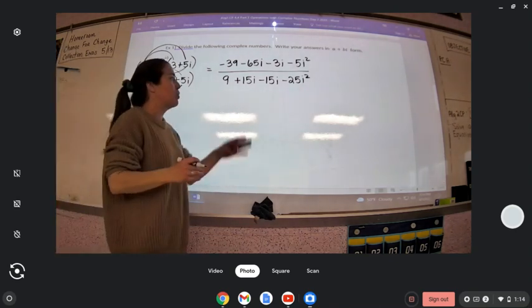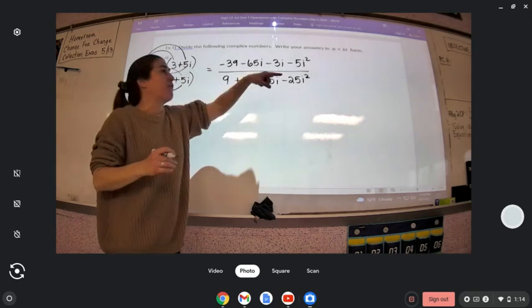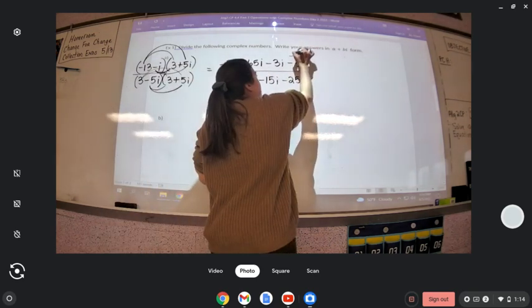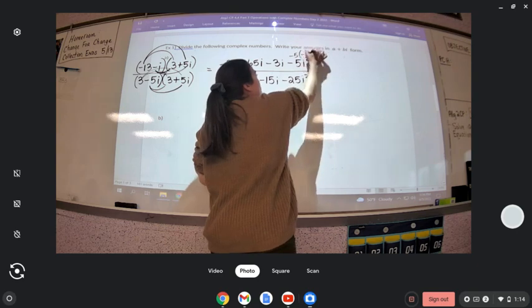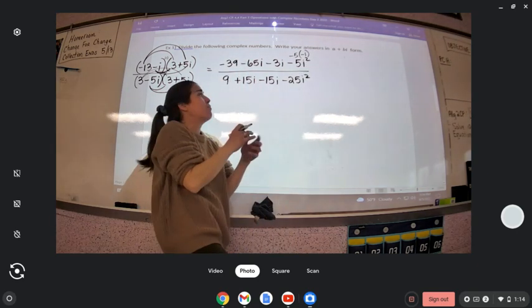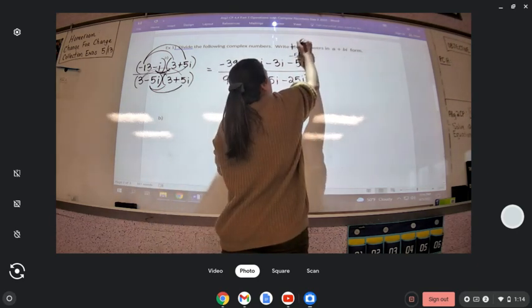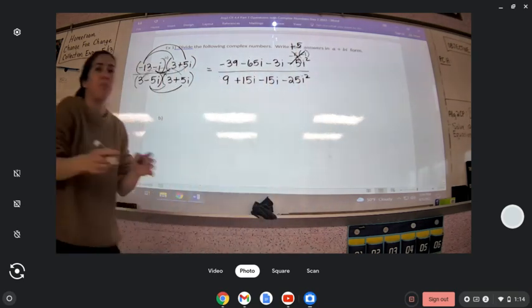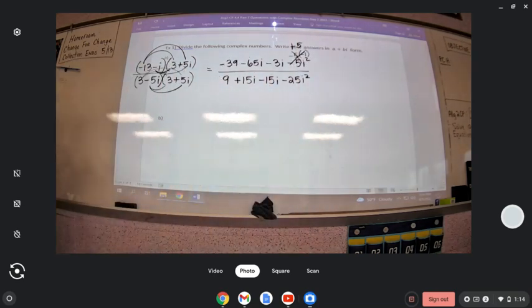The first thing I'm going to do is get that negative 5i squared fixed. That's really a negative 5 times a negative 1. And then what's negative 5 times negative 1? Positive 5. So really we have a plus 5 at the end of this problem. So now let's combine like terms. Real numbers first, i's second.